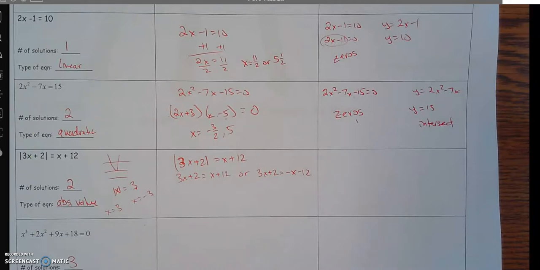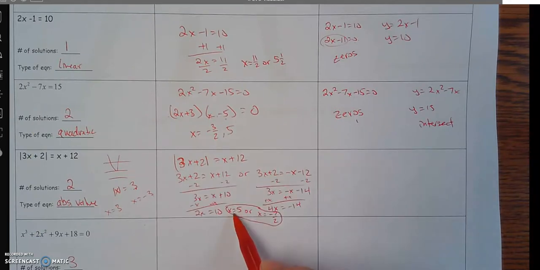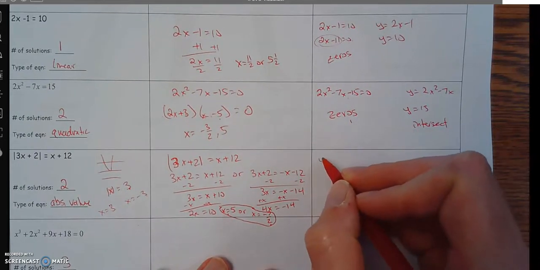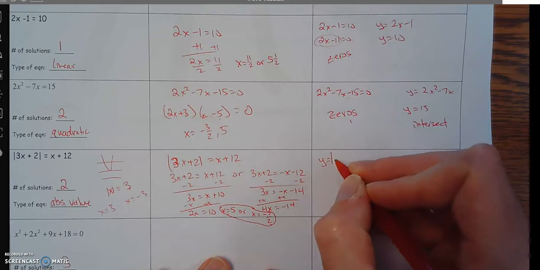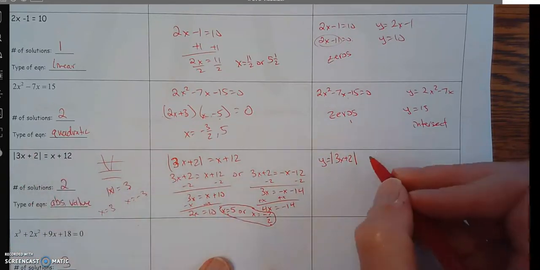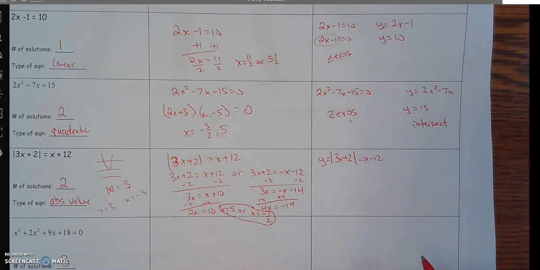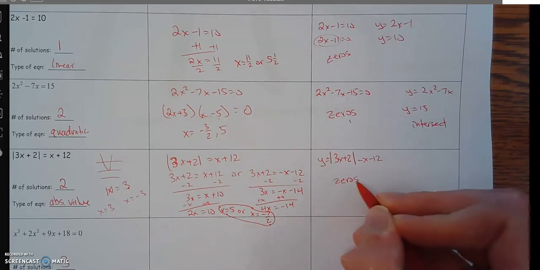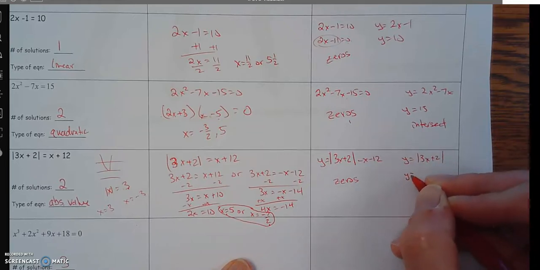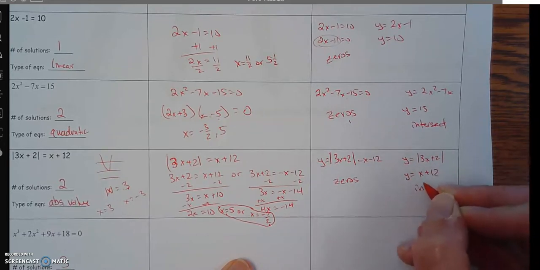I'm going to solve this quickly. So in the end, x equals 5 or it equals negative 7 halves. Okay? If you want to make sure, you can plug them both in and it'll work. Now the graphing part, same thing. We could do y equals the absolute value of 3x plus 2, and then bring these guys to the other side, so it'll be minus x minus 12, and then look for zeros. Or you could do y equals the absolute value of 3x plus 2 and y equals x plus 12 and do intersect.